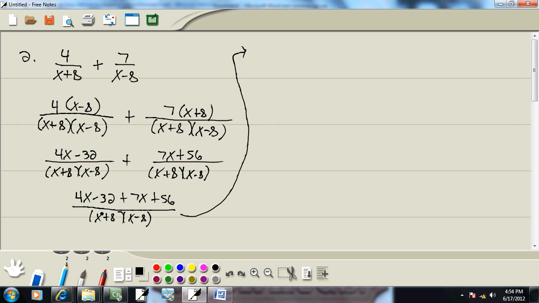Now, when I say add them, we combine together like terms. 4x plus 7x is 11x. Negative 32 plus 56 gives us 24.